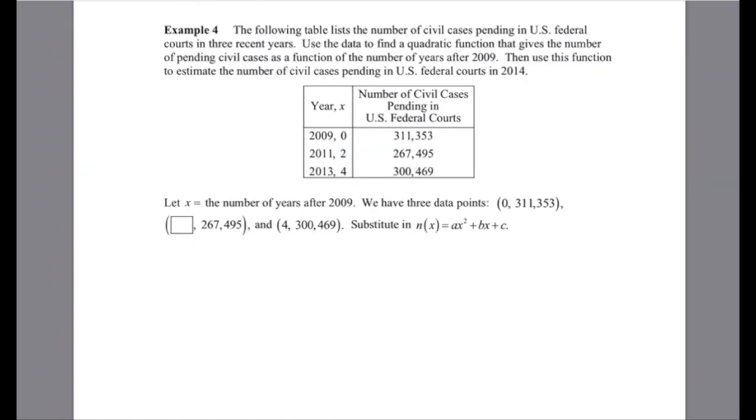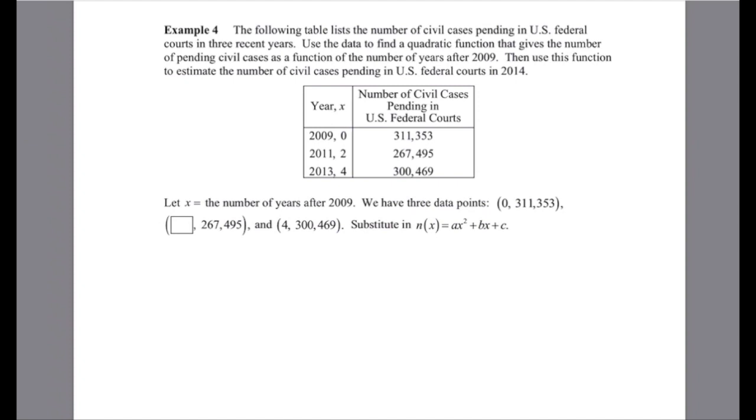The following table lists the number of civil cases pending in the U.S. federal court in 3 recent years. Use the data to find a quadratic function that gives the number of pending civil cases as a function of the number of years after 2009.